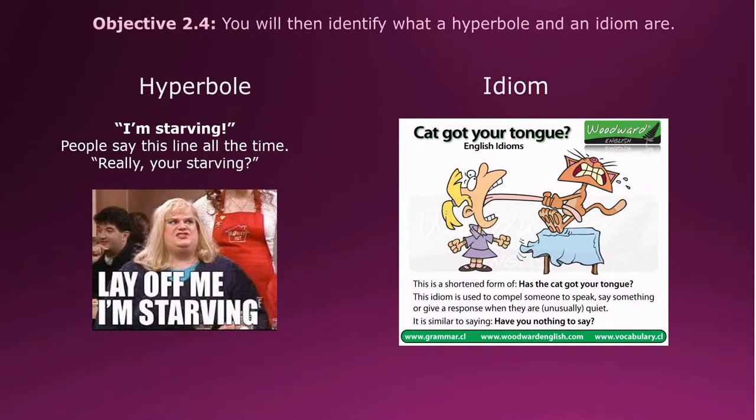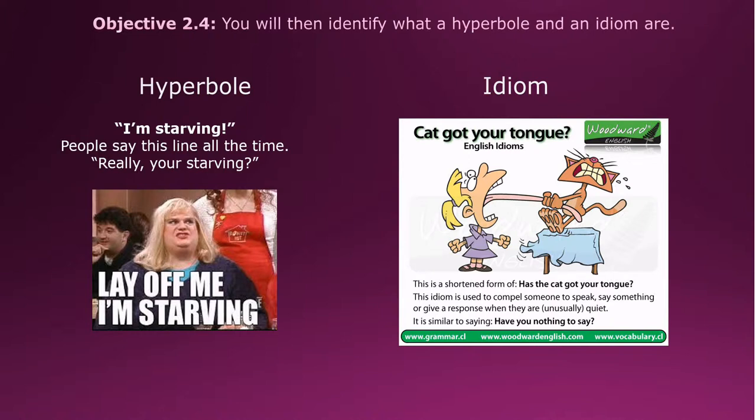Objective 2.4. You will then identify what a hyperbole and an idiom are. Hyperbole. I'm starving. People say this line all the time. Really? You're starving? Lay off me, I'm starving. It appears that this person isn't actually starving, but we commonly do say that. We are starving, which just means that we are extremely hungry. So therefore, in order to really drive home the point, we use figurative language to exaggerate. And that is what hyperbole is, an extreme exaggeration.